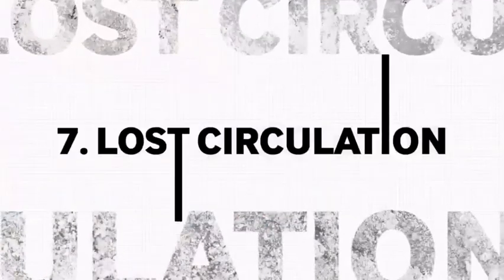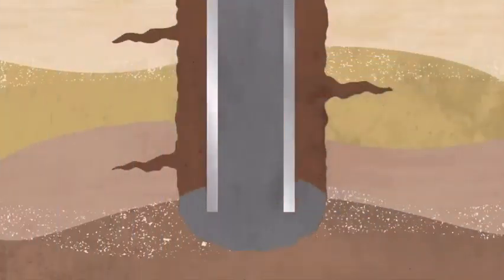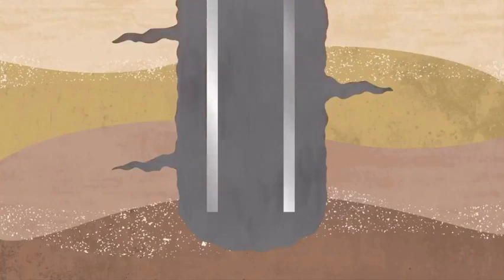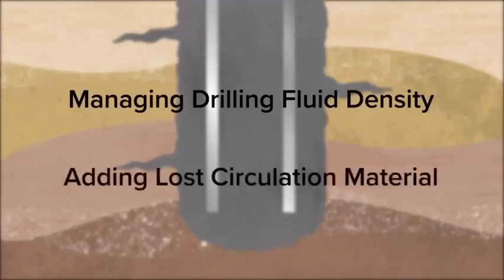Lost circulation is observed when returns are not coming back to the surface as a result of fluids lost to the formation. Preventing lost circulation involves managing the drilling fluid density, and remediation can be achieved by adding lost circulation material during the drilling process.